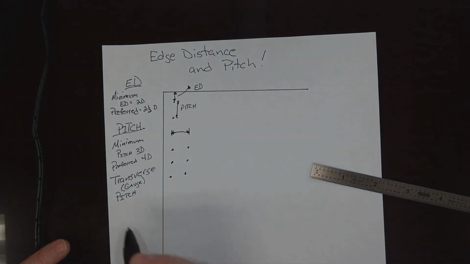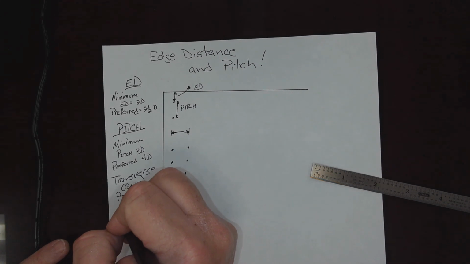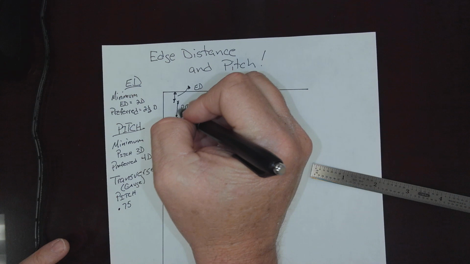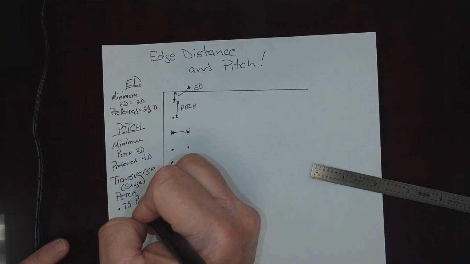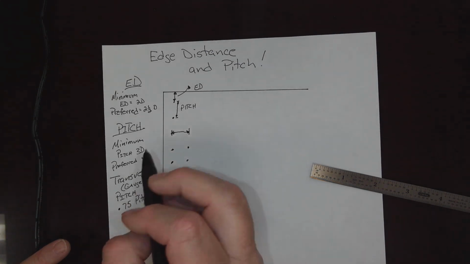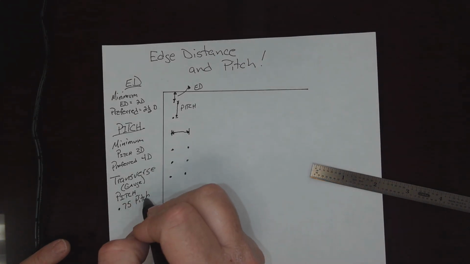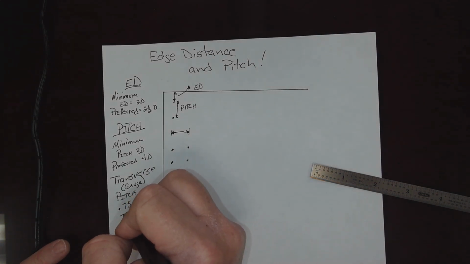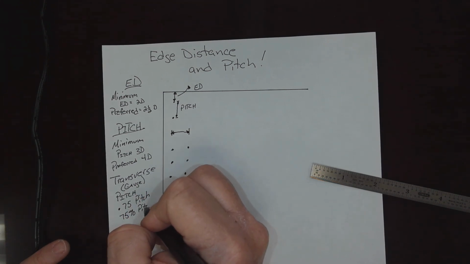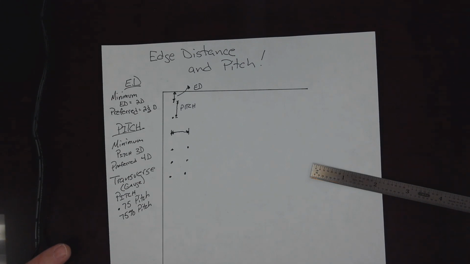Now your transverse rule is 0.75 of your pitch. It's 0.75 pitch. By the way, all of these are test questions, so it's good to know. 0.75 pitch, or you could call that simply 75% of pitch. Either way, that's how we would calculate it.